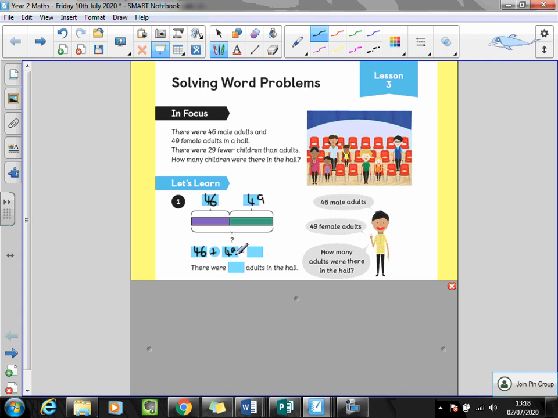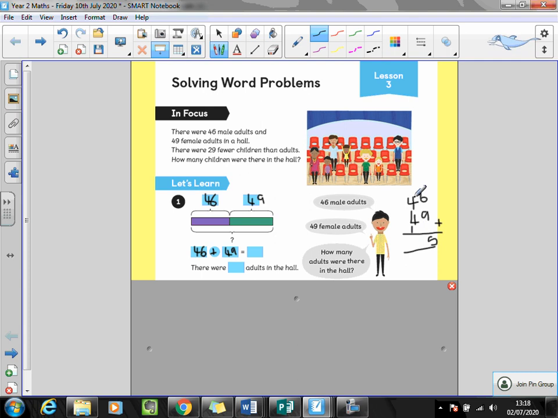Now most of you probably used column addition to solve this problem. I will model that over here. 46 add 49. Starting with the ones column, 6 add 9. Well, I know 9 add 1 more is 10. So we take the 1 off the 6 to leave us with 5. So 10 add 5 is 15. Put the 5 and we're going to carry the 10 across.